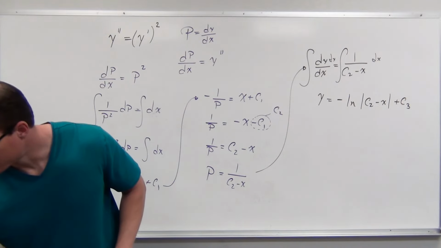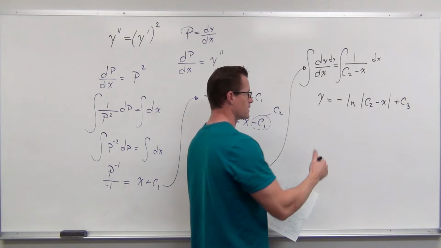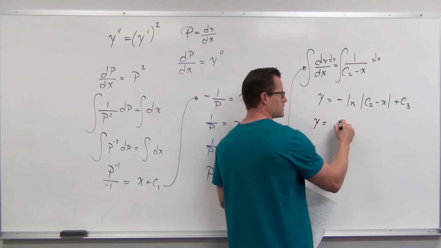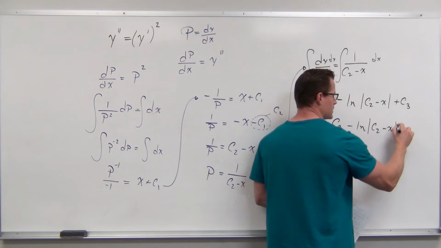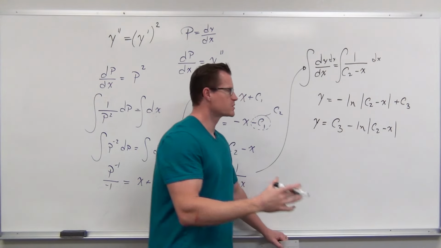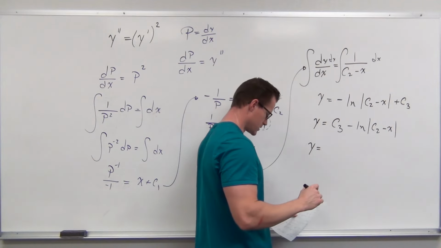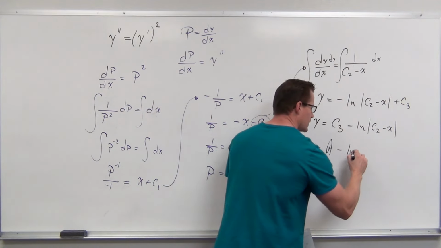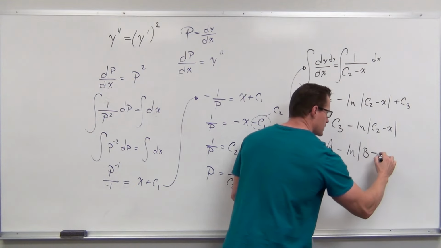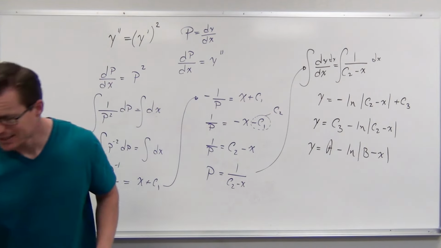The only other thing we'd do after this is maybe switch some stuff around. Call this c sub 3 minus ln absolute value of c sub 2 minus x. And then because sometimes we don't want to work with subscripts, we can call these two different arbitrary constants. We'd say a minus ln absolute value of b minus x. That's about as good as it gets.